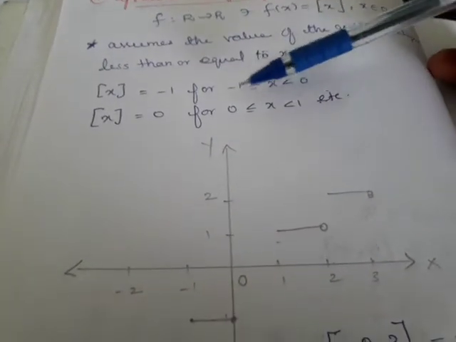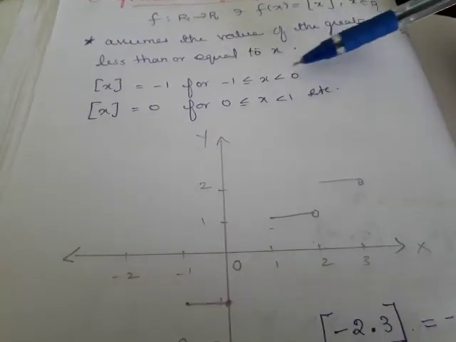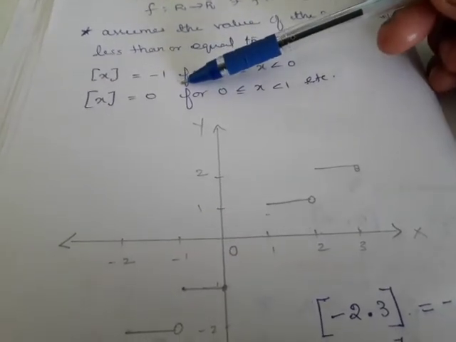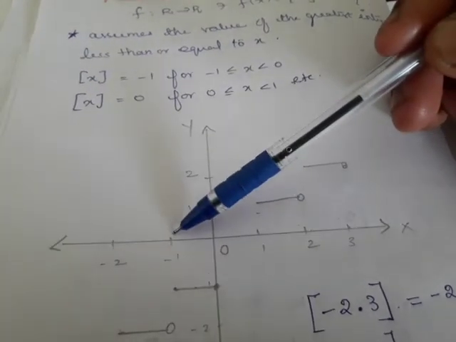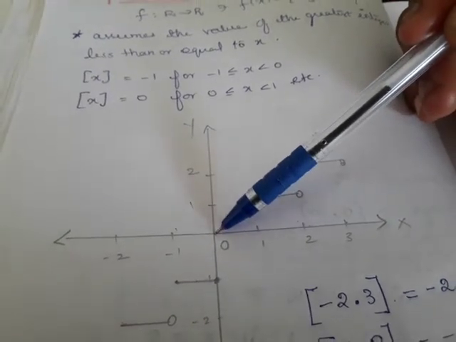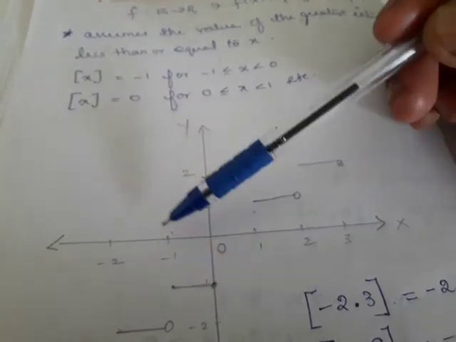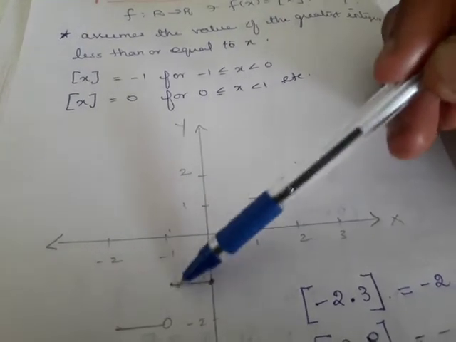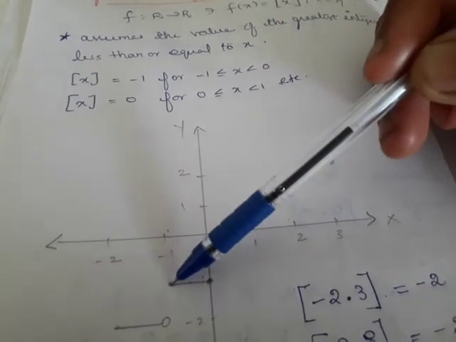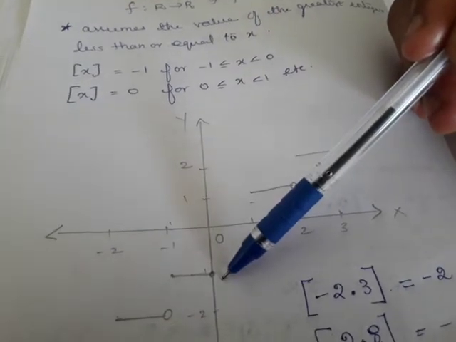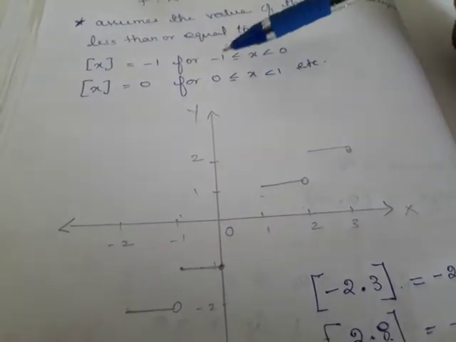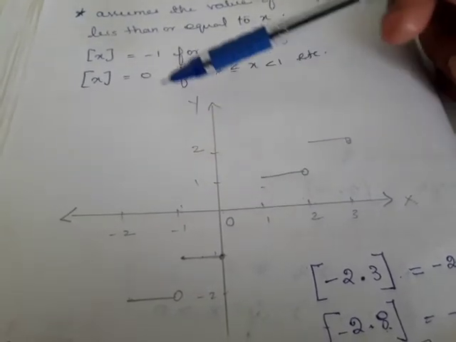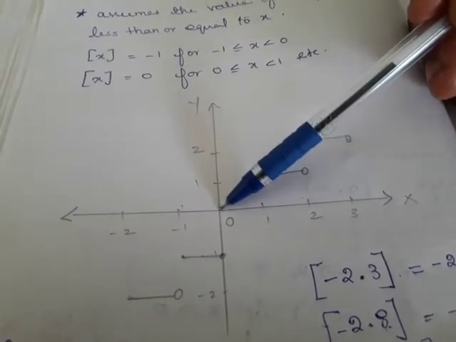If it is minus 1 less than or equal to x less than 0, then the value will be minus 1. From minus 1 to 0, the value will be minus 1 only. So if you take any x value between minus 1 and 0, we will plot under minus 1 only. That's why they have drawn the line like this. If you take any value between 0 and 1, it will be 0 only. We will be plotting here only.